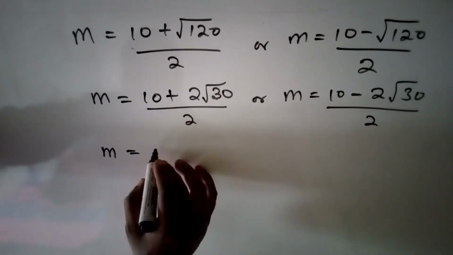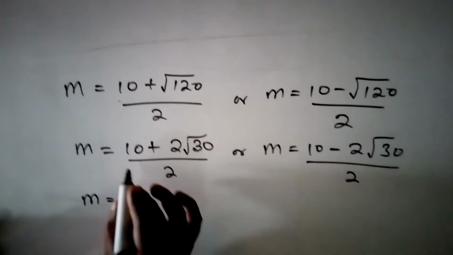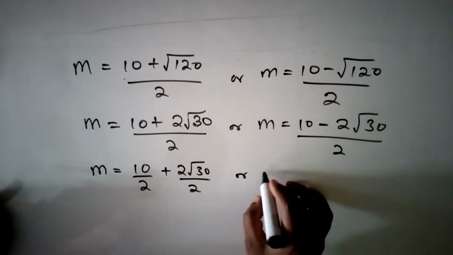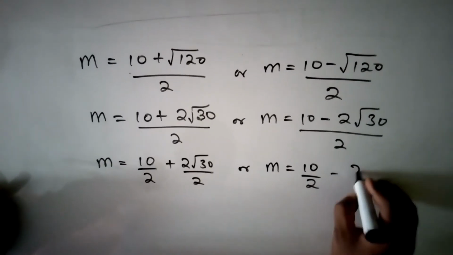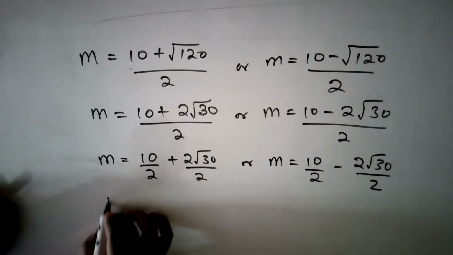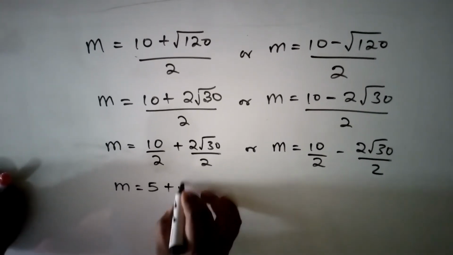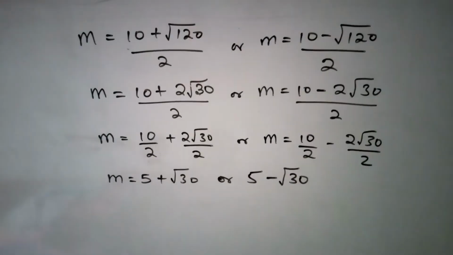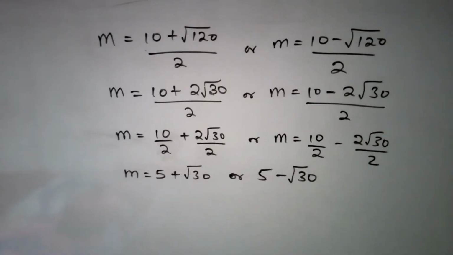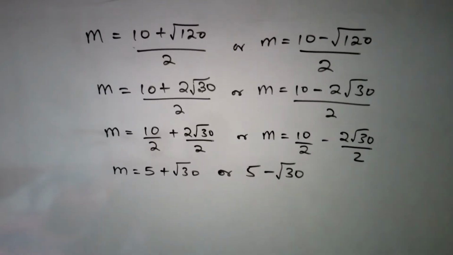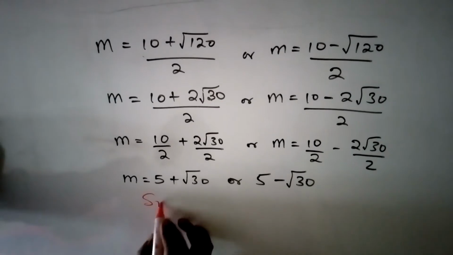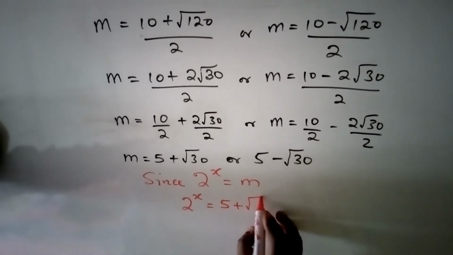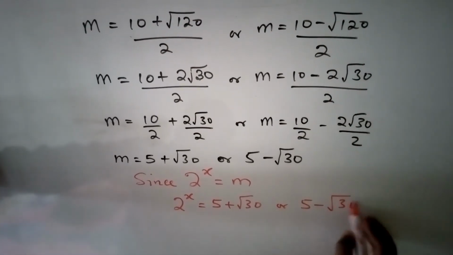So m is actually 10 over 2 plus 2 root 30 over 2, or m will be equal to 10 over 2 minus 2 root 30 over 2. M will be equal to 5 plus root 30, or 5 minus root of 30. But we were actually working with 2 to the power x, and we said 2 to the power x is considered as m. So since 2 to the power x equals m, then it means 2 to the power x is equal to 5 plus root of 30, or 5 minus root of 30.